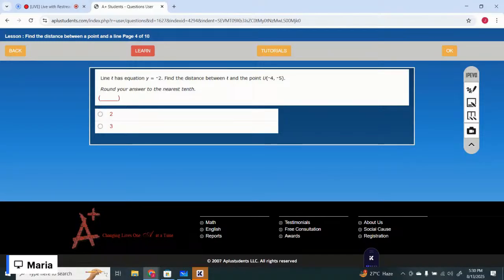Line L has the equation y equals -2. Find the distance between the line L and the point U (-4, -5). That is 3. Option number 2 is the correct option.